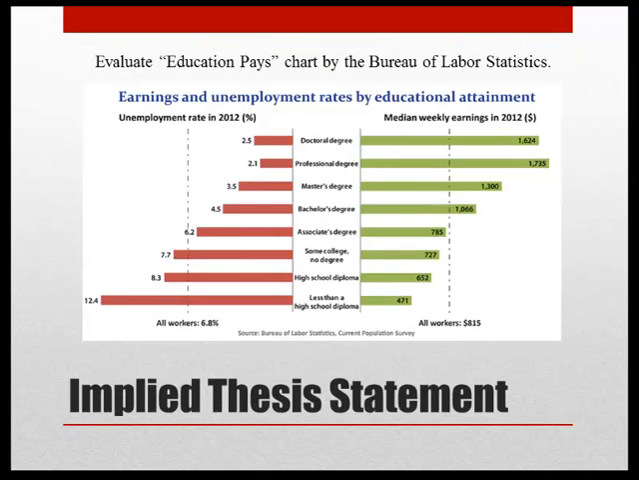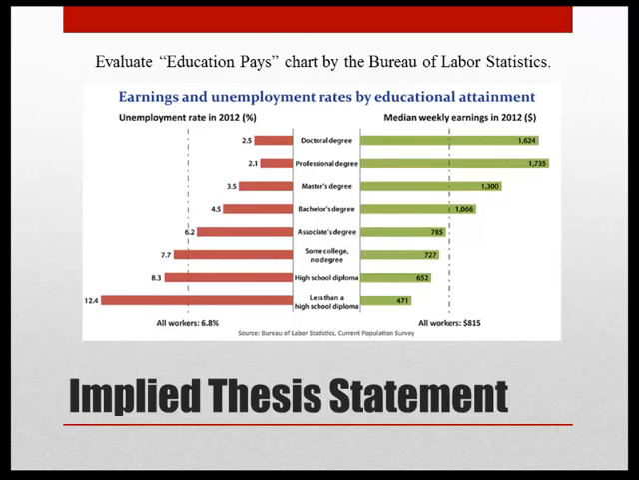So let's go on the flip side of that, an implied thesis statement. Let's look at the image here that's entitled "Education Pays." This is derived from the Bureau of Labor Statistics, and the title of it is "Earnings and Unemployment Rates by Educational Attainment." Educational attainment basically means your degree. On the left-hand side in red, you see unemployment rate in 2012 by percentage. And on the right-hand side, you see median or average weekly earnings in 2012 based off of dollar amount.